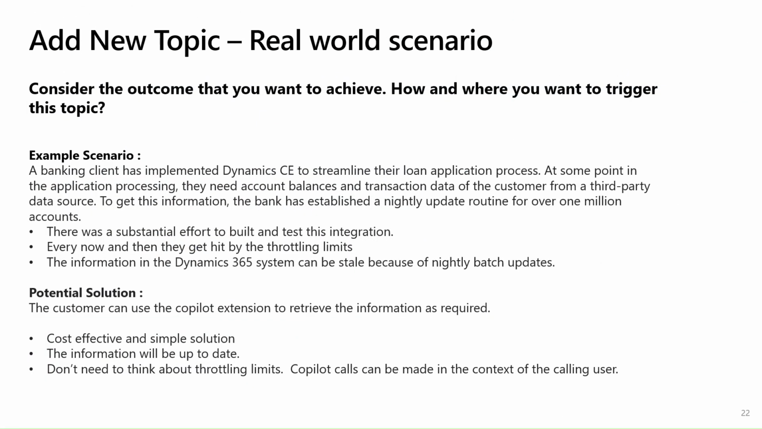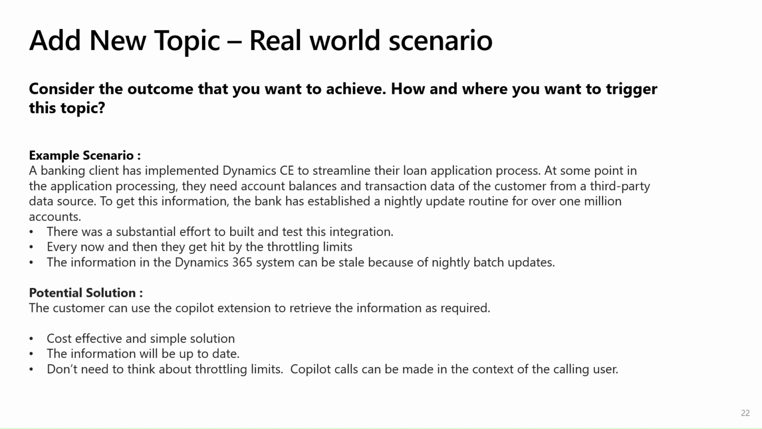I have a banking customer who is using Dynamics 365 to process loan applications. At some point in the application processing, they need the account balance and transaction history of the customer, which is stored in a third-party system. To get this information, they built an integration that updates almost 1 million customers every single night. They have spent a substantial amount of money and effort to build and test this integration. Every now and then, they get hit by throttling limits.